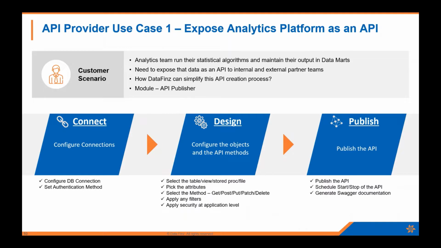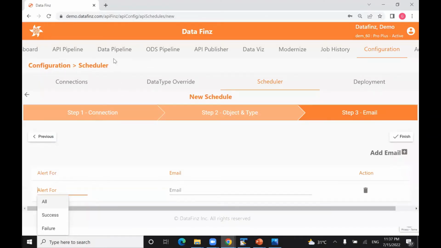So here again, there are 3 steps. The first step is connect, which is the same as the earlier one. Again, here there is only one connection, because it's always the source connection. The second part is to set what kind of authentication it would be, which is set at the application level. Then we have to design the different objects. I pick the objects, pick the attributes, methods, etc. And finally, I publish it. Now let's take a look at how this looks.